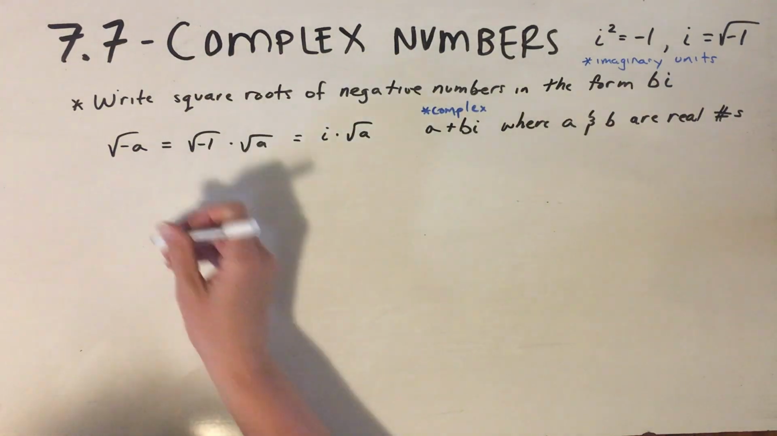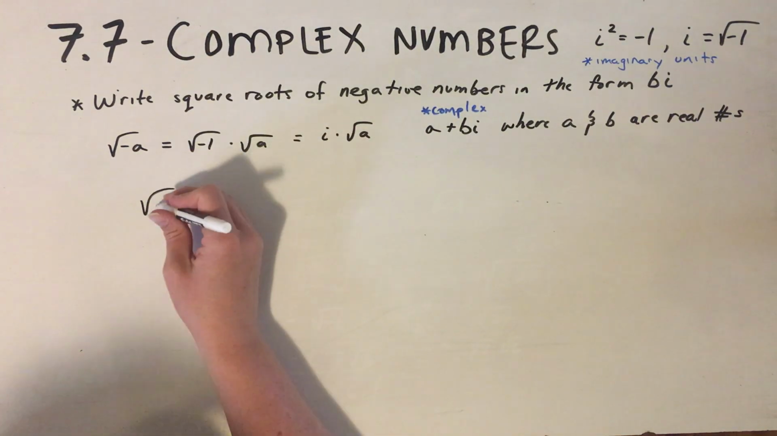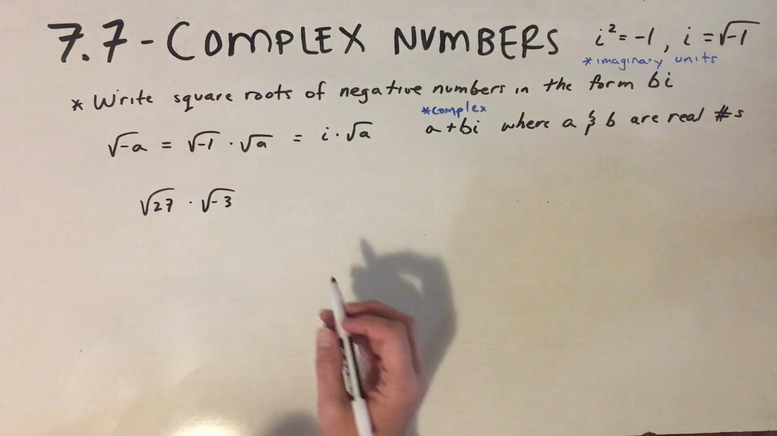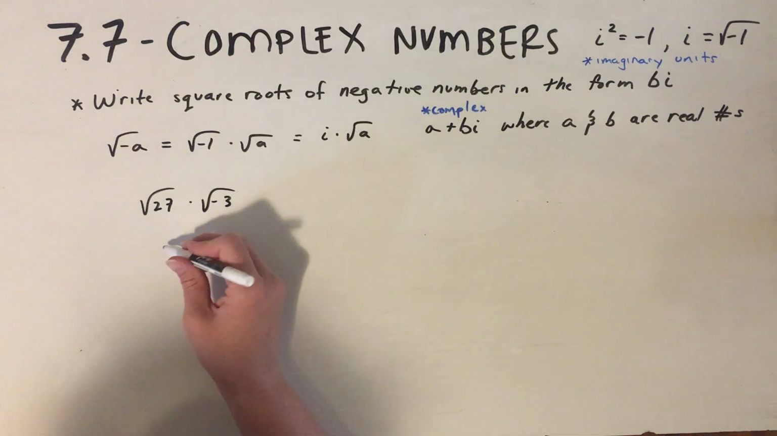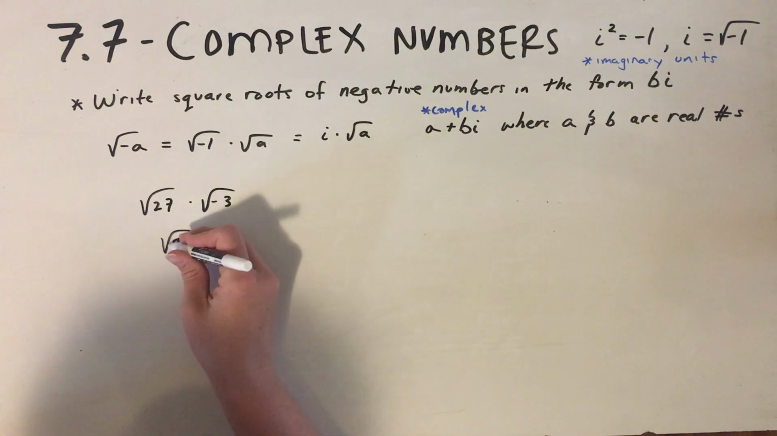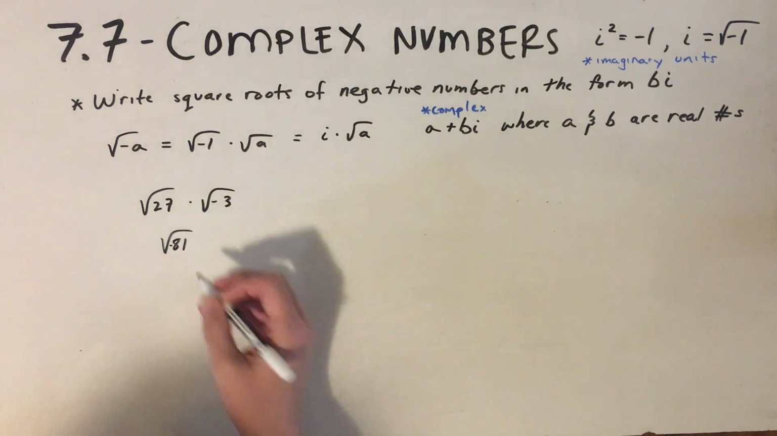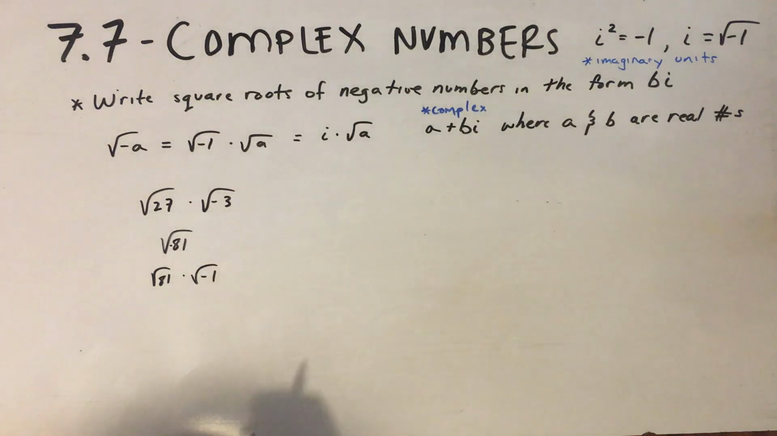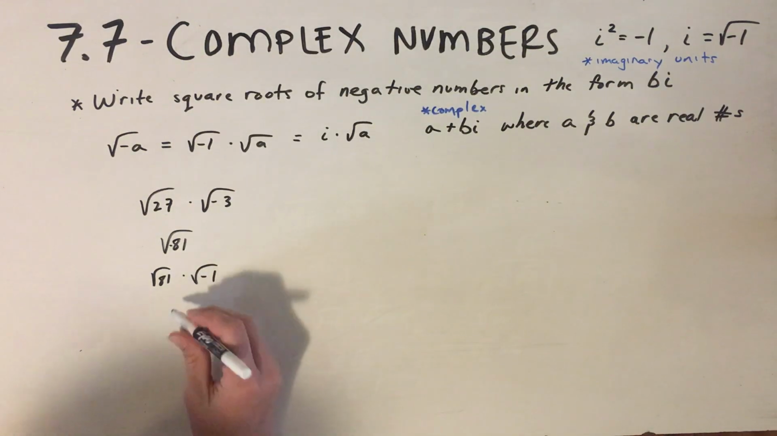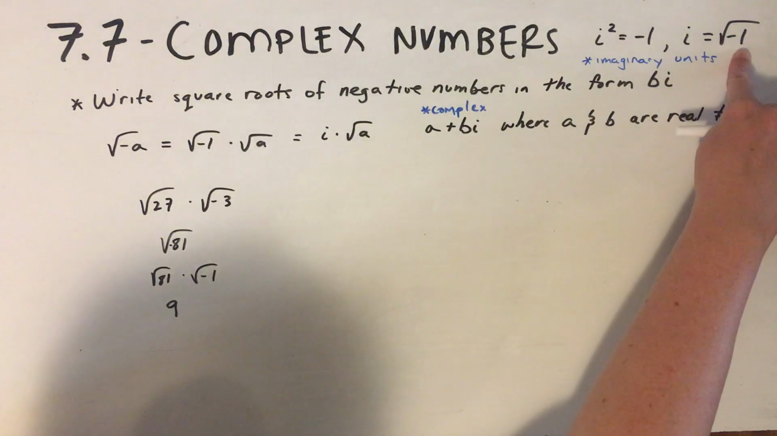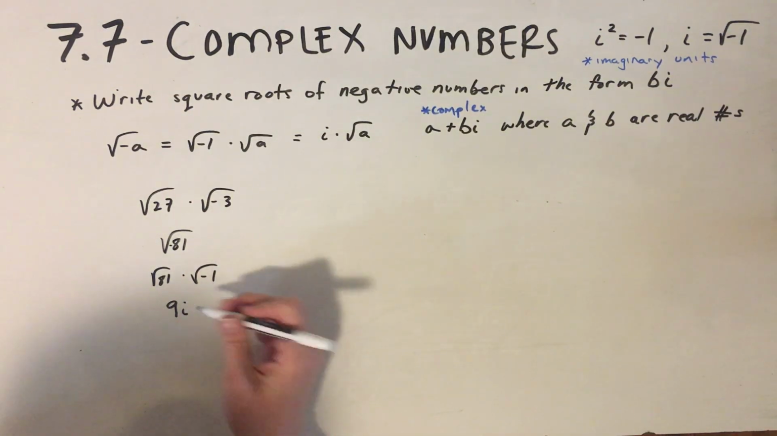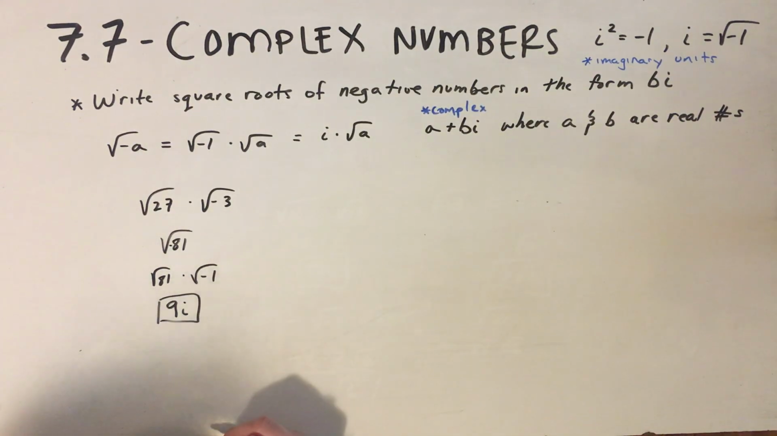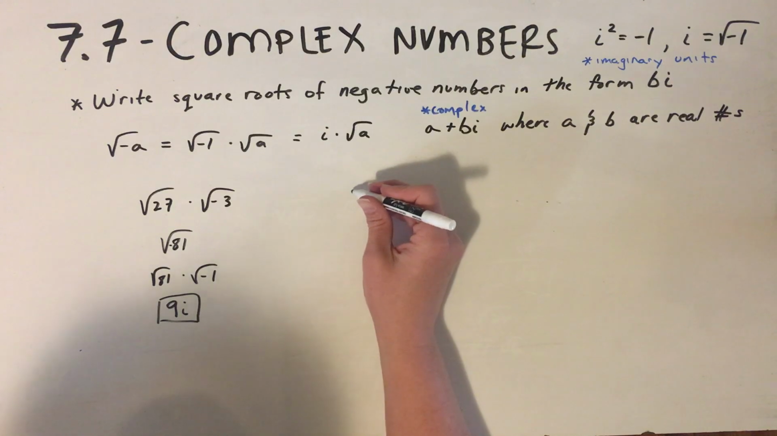So if I had something like the square root of 27 multiplied by the square root of negative 3, then I would multiply these together underneath and get the square root of negative 81. Well, again, this would simplify out to the square root of 81 times the square root of negative 1. And we know the square root of 81 is 9, and that the square root of negative 1 is i. So this would be written in the form bi. This would be 9i.